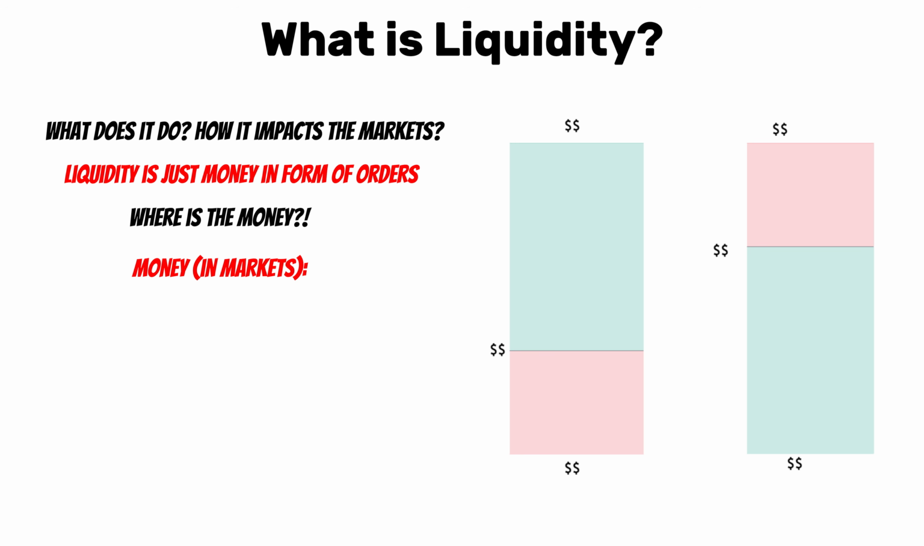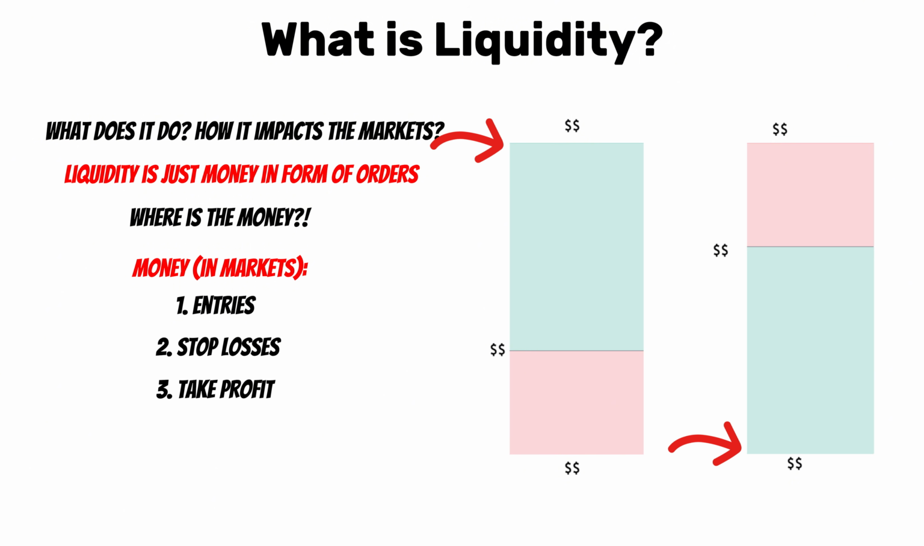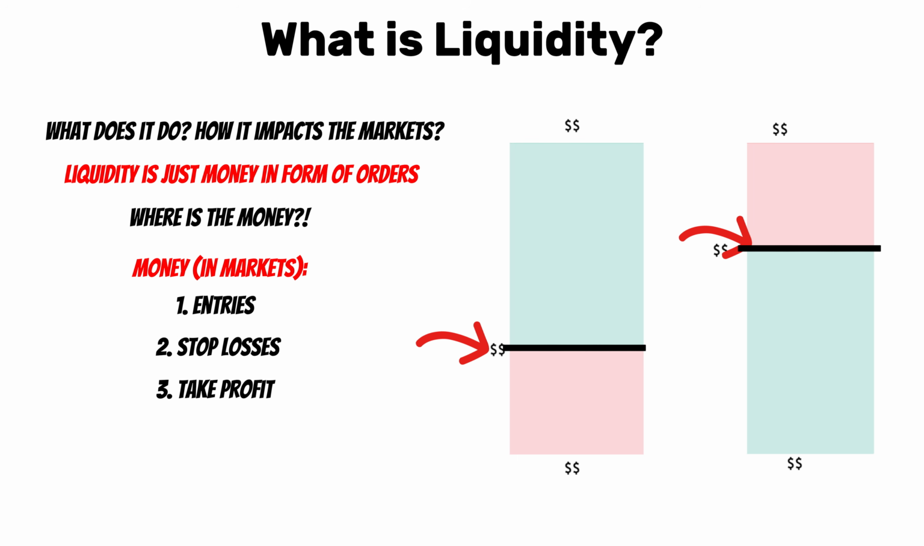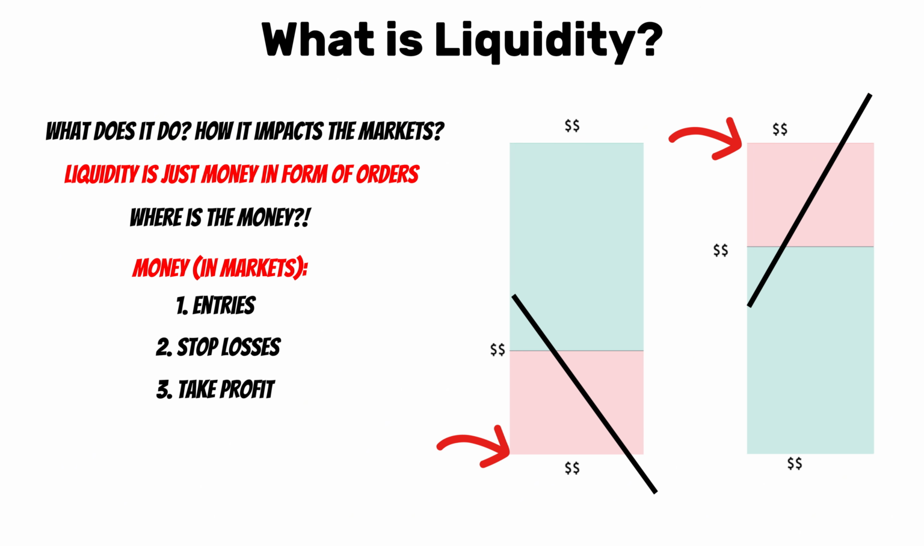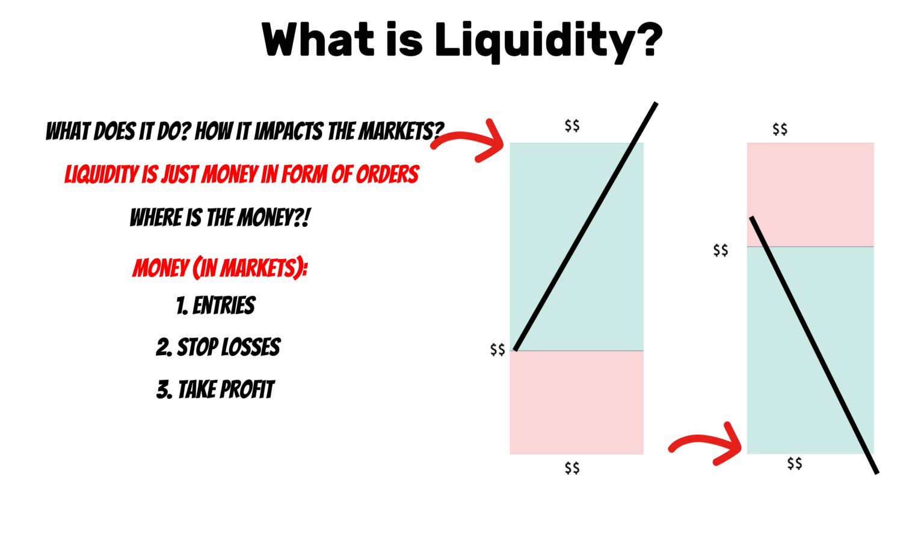And money in the markets can only come in 3 different ways. It can only come in the form of entry orders, stop-loss orders, and take-profit orders. Every time you get an entry, you place or take liquidity into the market. And every time the price hits your stop-loss, you place or take liquidity into the market. And also every time the price hits your take-profit, you place or take liquidity into the market.